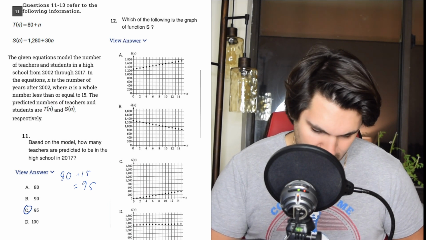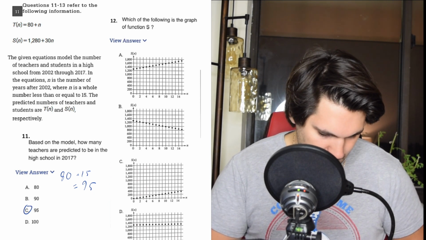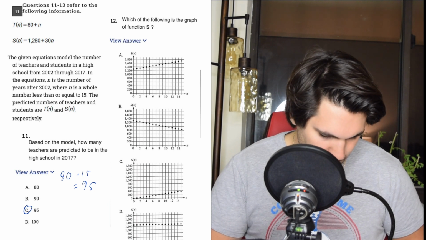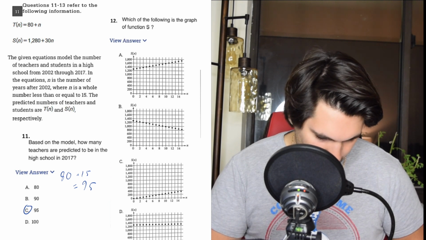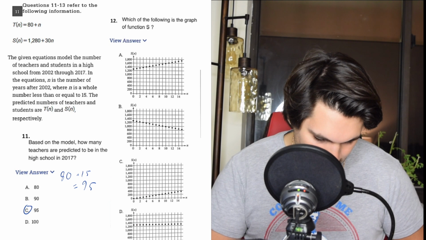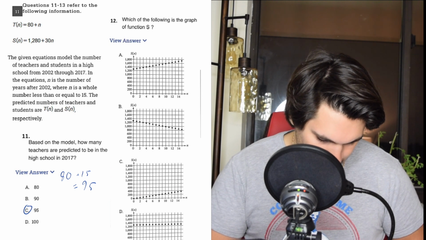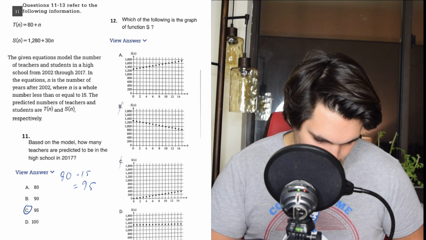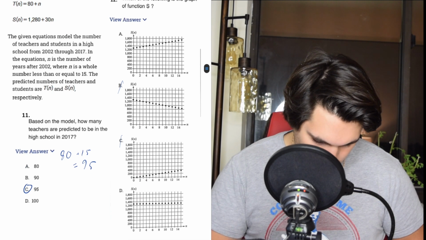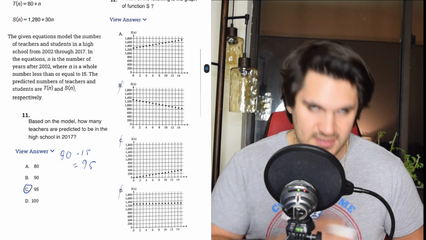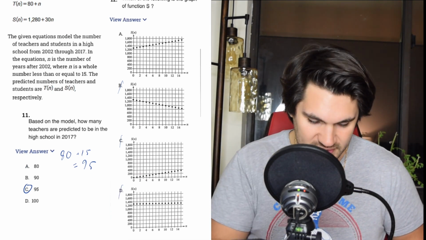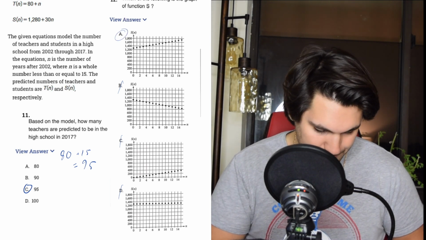Number 12, which of the following is the graph of function S? Well, let's see. We know it's positive slope, positive y-intercept that's at about 1280. So A looks like it could work. B, of course, cannot. C, the y-intercept is too low. And D, it's not because that one's staying constant. It's not going up. So 12 would be A.